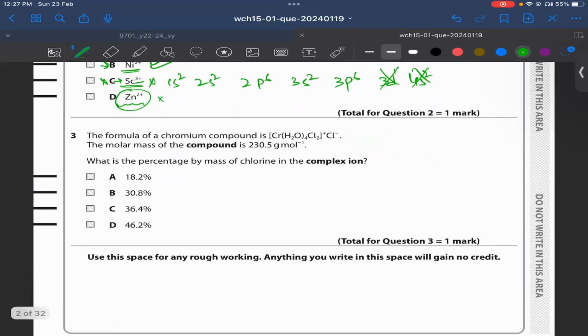Okay, the next one is the formula of a chromium compound. They have given us the formula of this complex, right? This is the molar mass of the compound. What is the percentage by mass of chlorine in the complex ion? We have to tell the percentage by mass of chlorine in the complex ion. Can you do it? Yeah, I will. Okay. Try. All right.